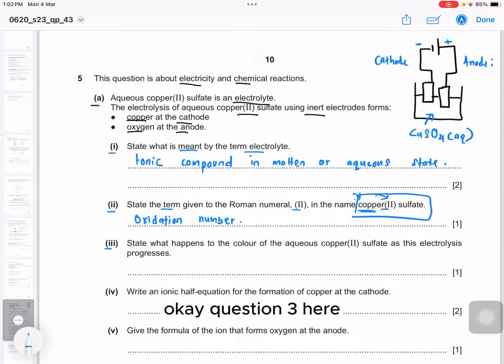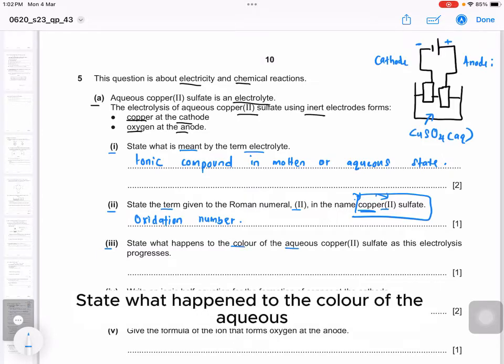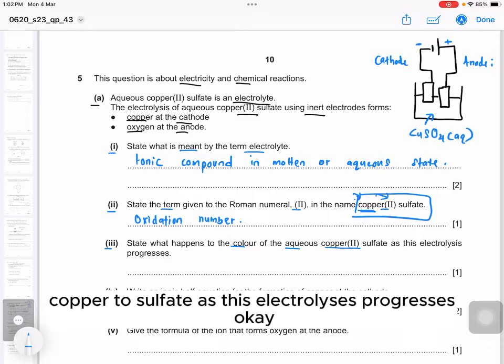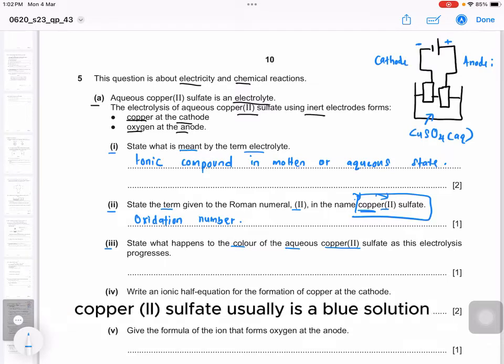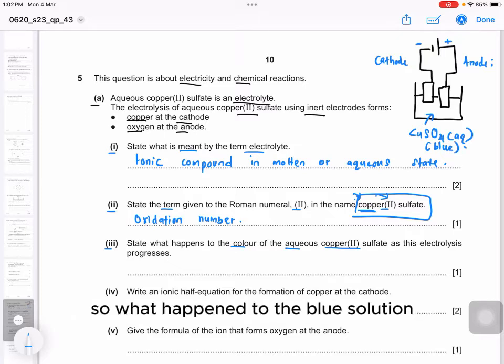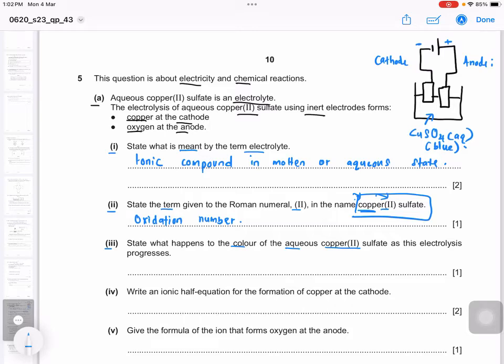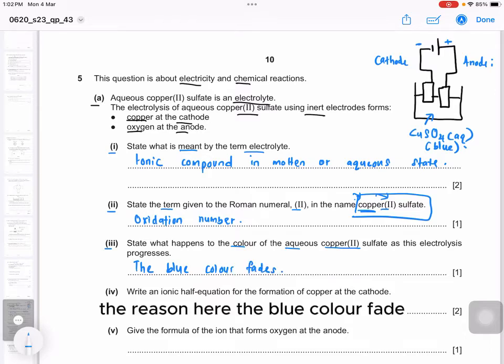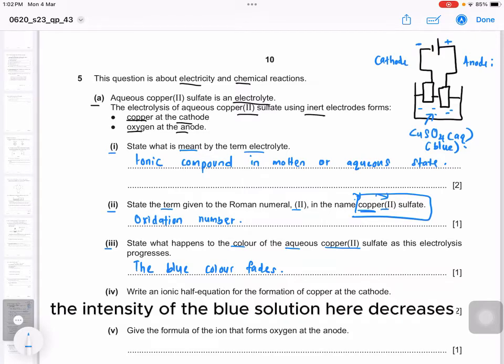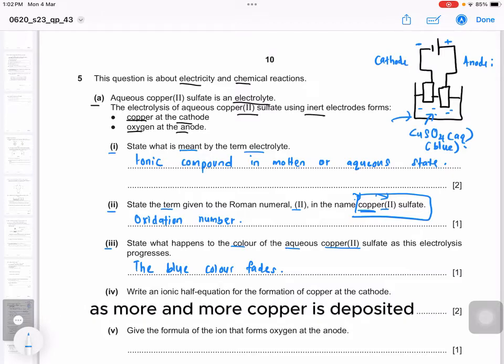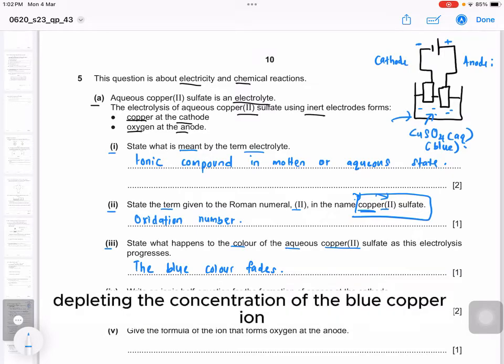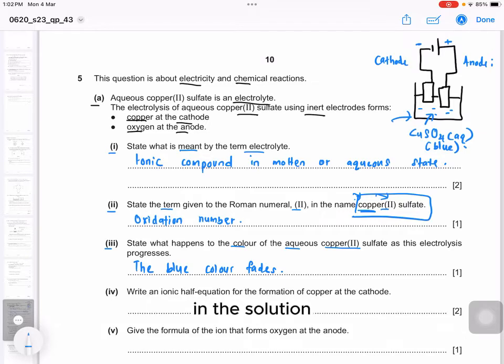Okay, question 3 here. State what happened to the color of the aqueous copper sulfate as this electrolysis progresses. Copper sulfate usually is a blue solution. So what happened to the blue solution? The blue color fades. The reason the blue color fades is that the intensity of the blue solution decreases as more and more copper is deposited, depleting the concentration of the blue copper ion in the solution.